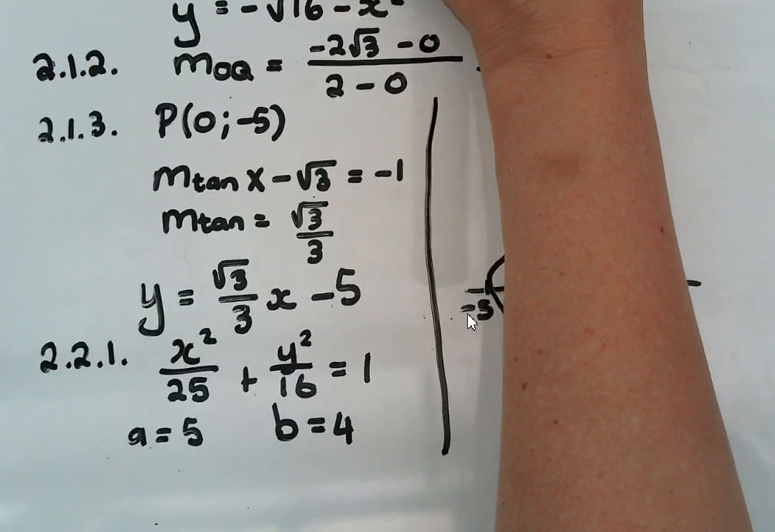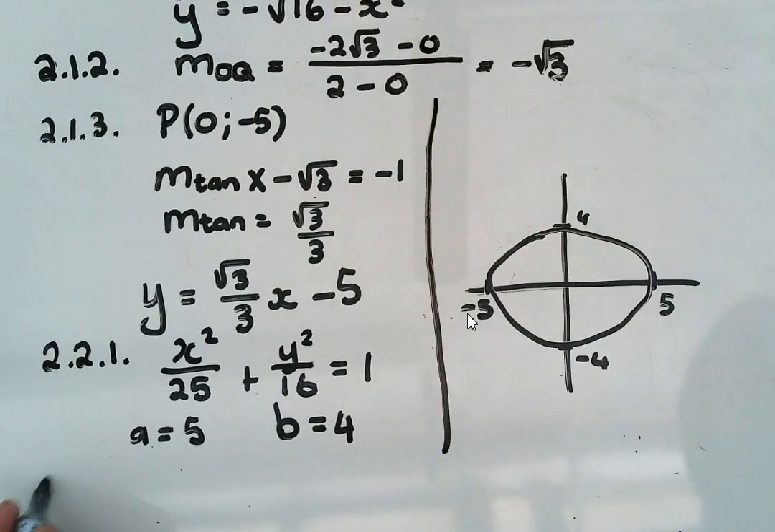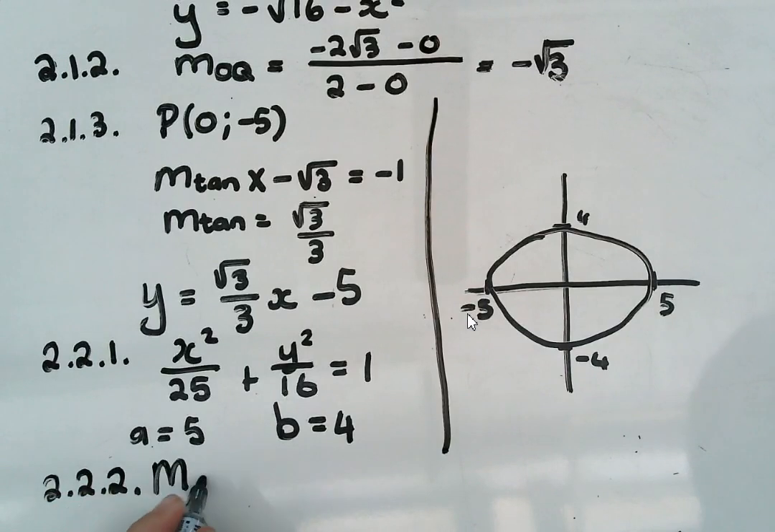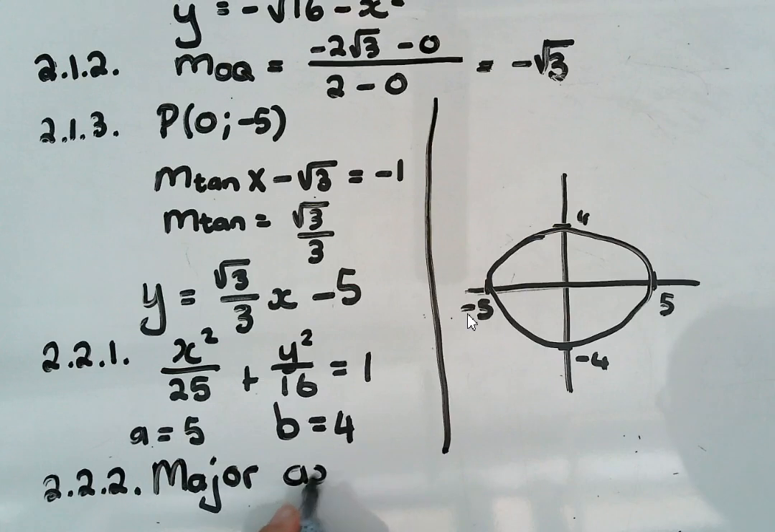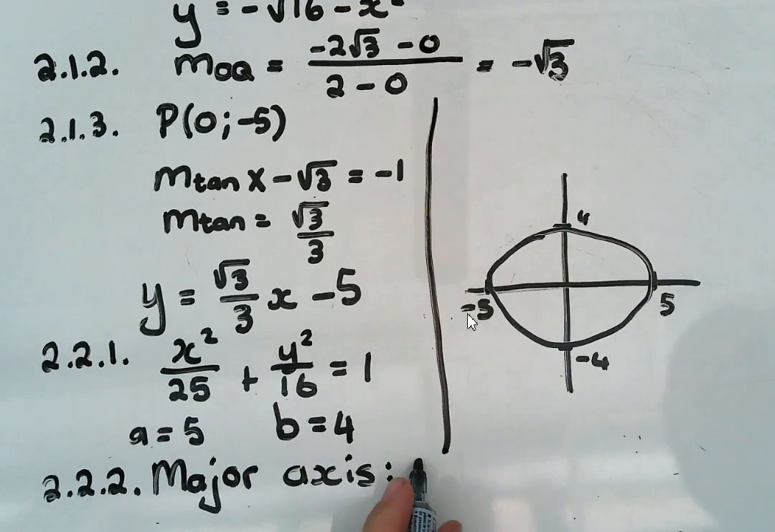Then question 2.2.2 says determine the length of the major axis. So the major axis is then that one, and you can literally just write down 10. You don't even have to write major axis, you can just write down 10.